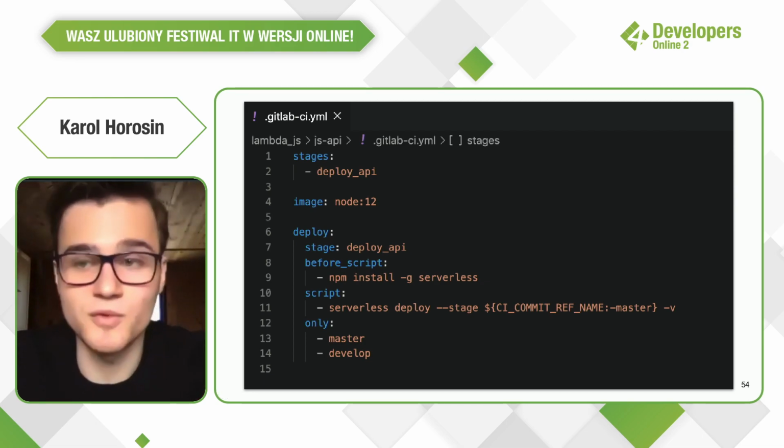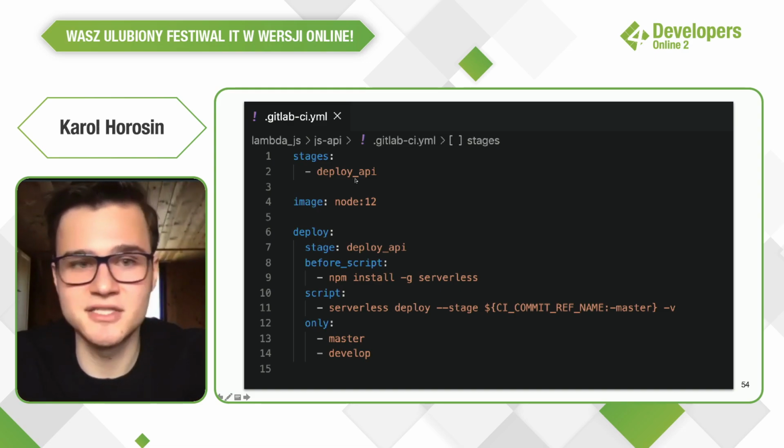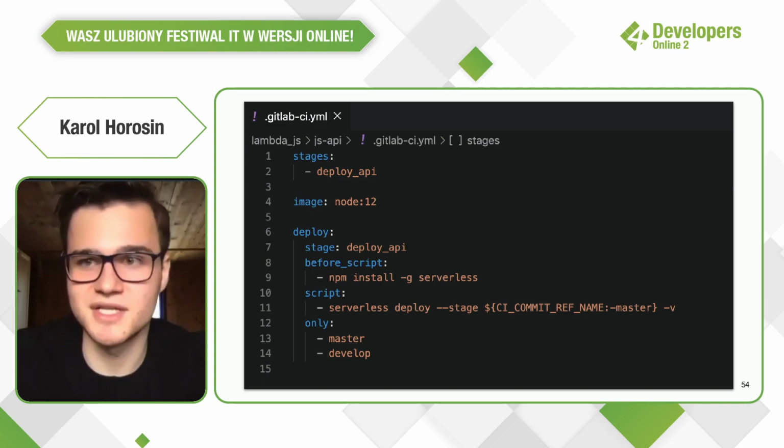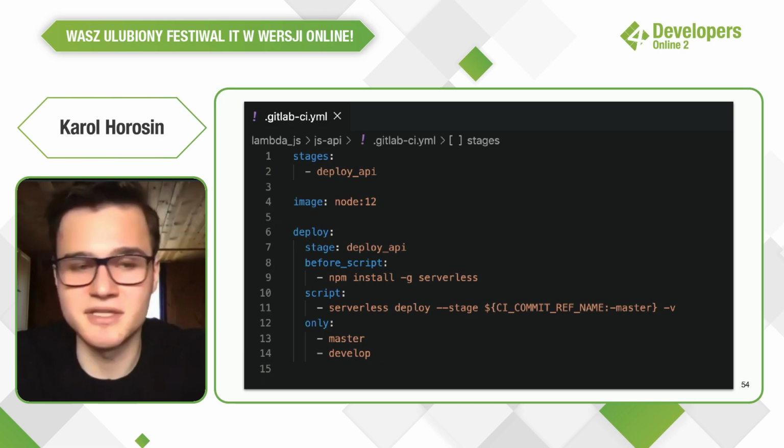First, at the top, we specify stages. And for that, we only have a deploy API stage. You should have a testing stage that will break the pipeline if tests break here, especially if you're doing continuous deployment without approval or on production branches.